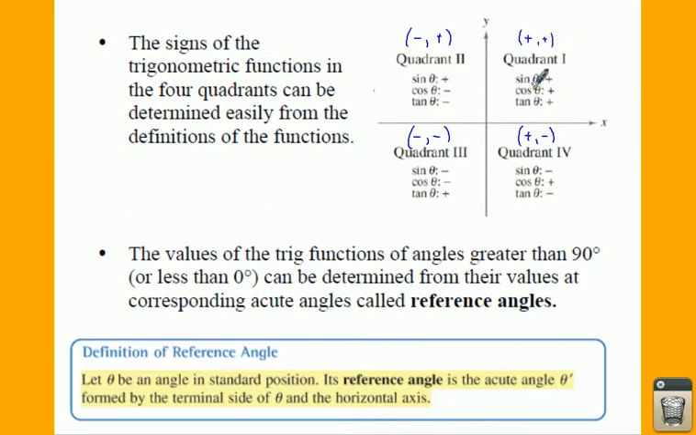Now, the easiest way to remember which ones are positive is a little thingy we like to call ASTC. So in the first quadrant, all of the functions are positive. Here in the second one, only sine is. Here in the third one, only tangent's positive. And here in the fourth one, your cosine's positive. So ASTC, it just goes in the order of your quadrants. You could maybe remember that as all students.